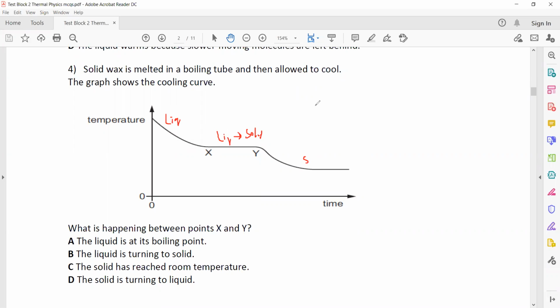As the temperature is changing, what does it show? The constant temperature at one point is not the room temperature it reaches as it cools down until thermal equilibrium. Here the solid wax was melted in a boiling tube, so it is originally in a liquid state, and when the temperature becomes constant, it means the liquid is changing into solid. So if liquid is changing into solid, option B is the right answer. The liquid is turning to solid.